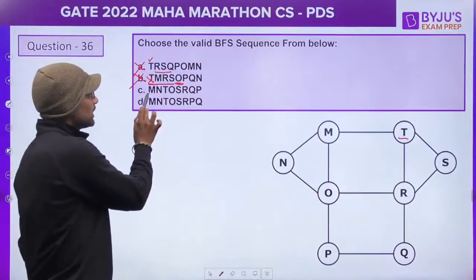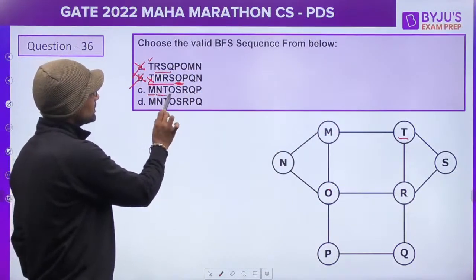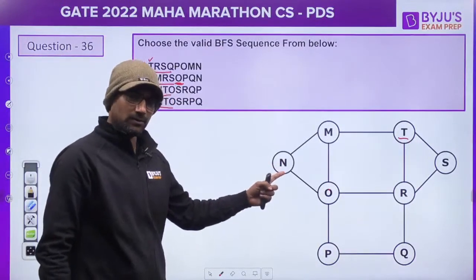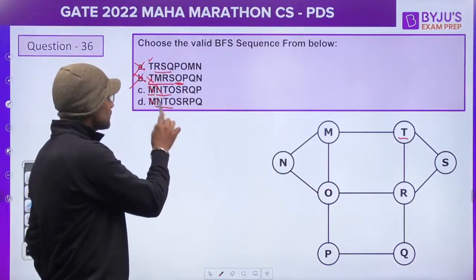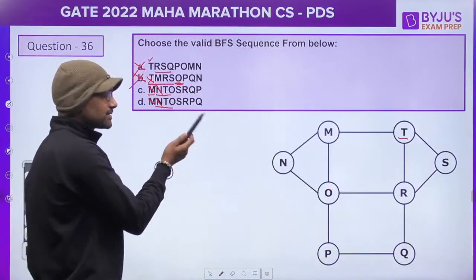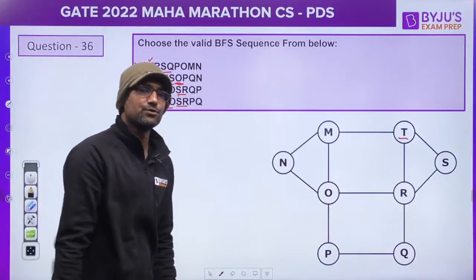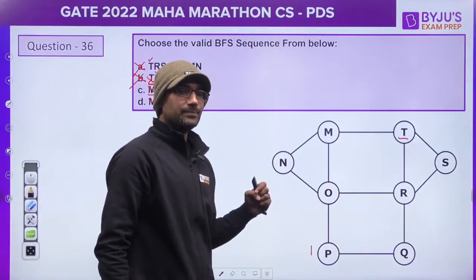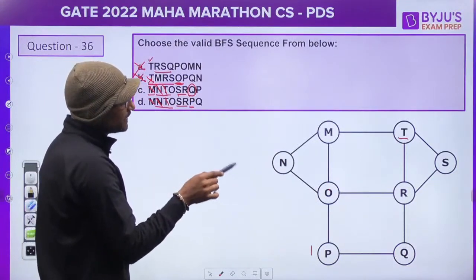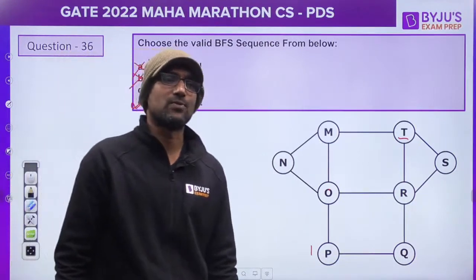Now pick M. If you select M, N, O, T should be there. Do we have N, O, T in some order? Yes. Now what do you have to pick? N. Does N have any new siblings? No. Then pick T. T has new siblings, what? S, R. In any order you can take S, R or R, S. Yeah, superb. Now you have to pick O. What are the new siblings for O? P is there, so P should come. But how can Q come? Q is the sibling of R. Right? So option D is the valid BFS sequence.